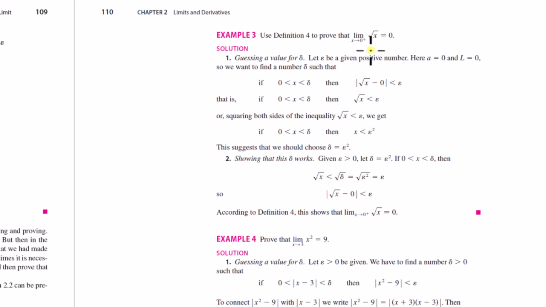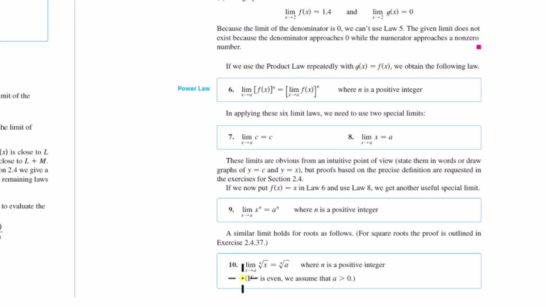But we also do have a law for this case as well. The limit as x approaches a of the principal nth root of x is equal to the principal nth root of a. So we could have just said the principal square root of 0. Or once we took the principal square root out of the limit, we could have just said the limit as x approaches a of x is equal to a.